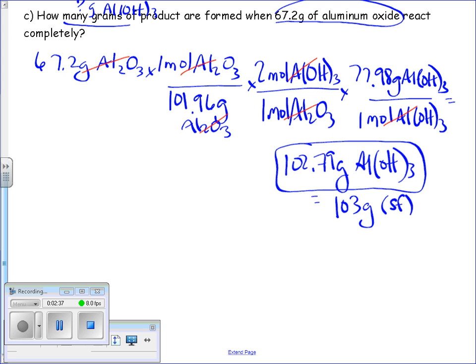So the final answer on this one is 103 grams after you round it to appropriate sig figs. Who got that? Woo! Okay, so some of us are 10 for 10 right now. All right, so that's the process. The next one is more difficult. That's the one I actually want to spend some time on.